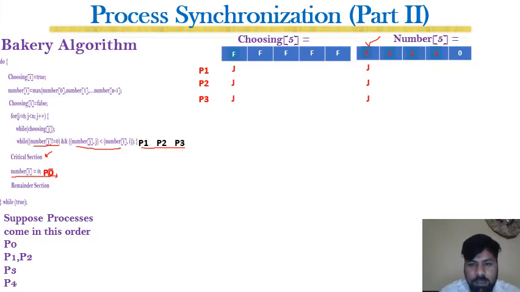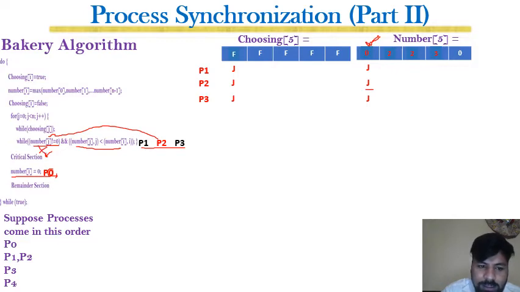So this number is 0 now, and once this number becomes 0, then because P1, P2 and P3 were busy evaluating these two conditions, for example P2 was evaluating first this condition, P2 found that this condition no longer holds, because number at j means number at 0. Number at 0 was not equal to 0 before, but here you can see that because P0 has set it to 0, number at j is 0, and this part of the condition becomes false.